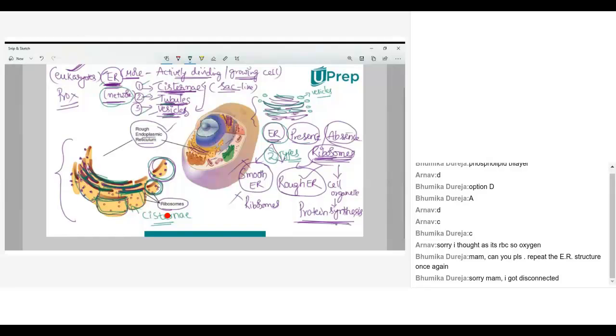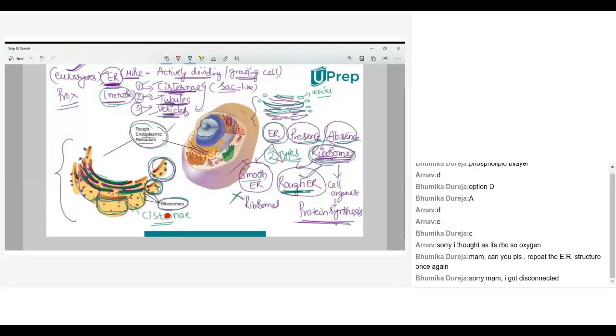Types, I am talking, based on the presence or absence of ribosomes. If ribosomes are present, then it is called rough endoplasmic reticulum. This is rough endoplasmic reticulum. See, all over you are having dotted structures on cisternae, on tubules, on vesicles, everywhere on endoplasmic reticulum. These are the ribosomes. So the presence of ribosomes will give one type of endoplasmic reticulum called rough endoplasmic reticulum.